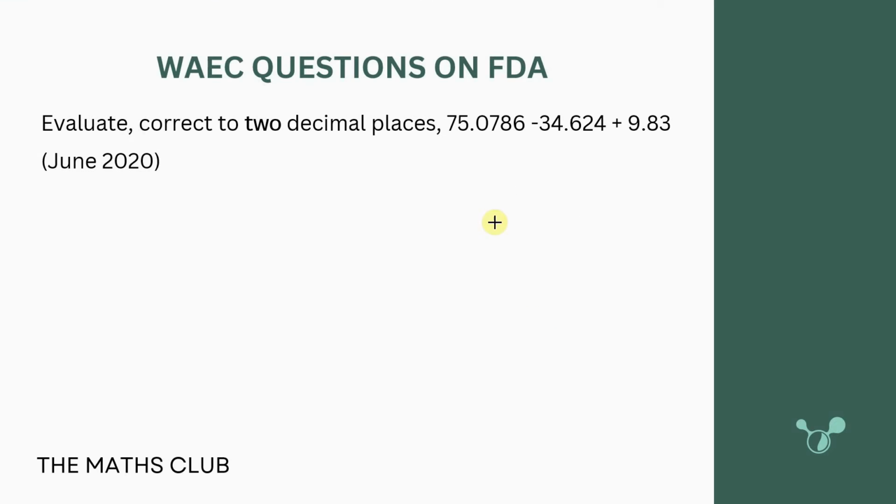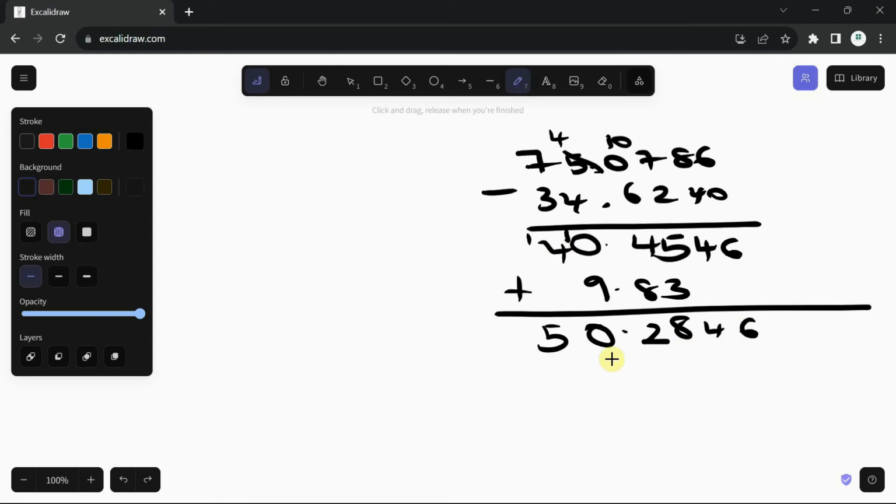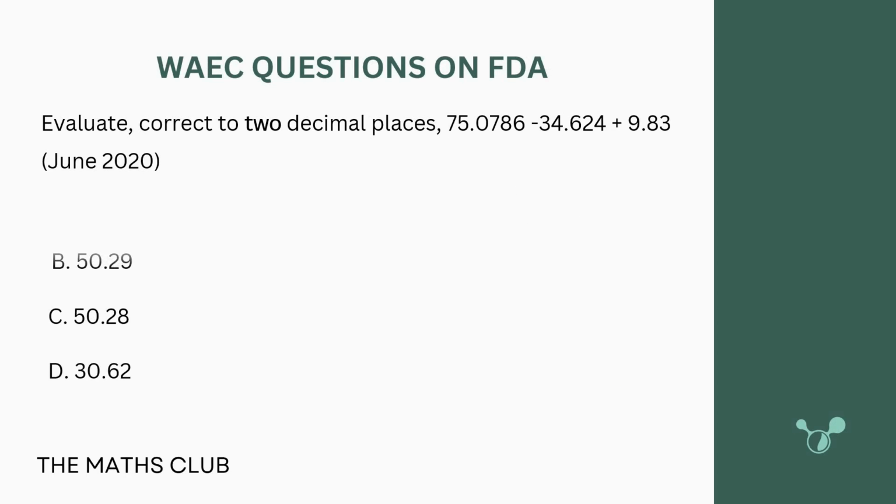Right? So the question says that we should leave it in 2 decimal places. So if this is the decimal point, we need 2 decimal places, right? So that would be 50.28. The value after the 8 is less than 5, so it's not going to do anything. So our answer is 50.28. Great. So which is option C.